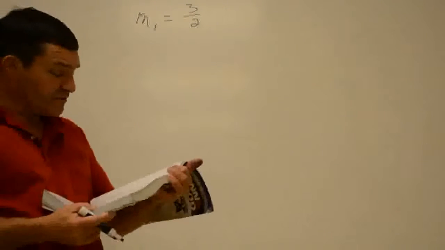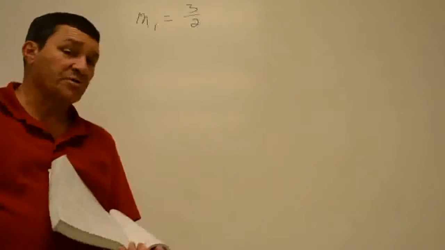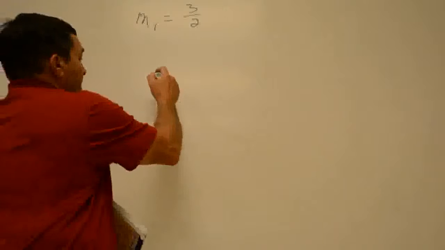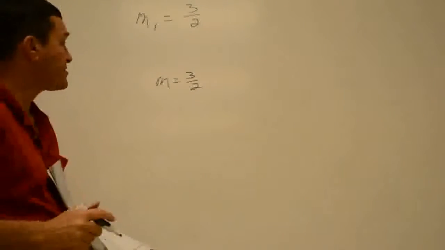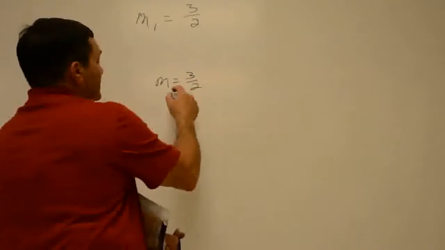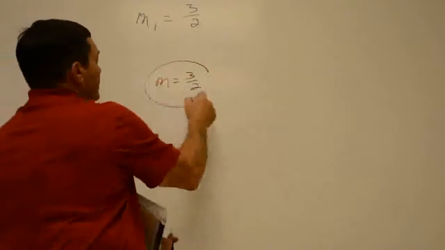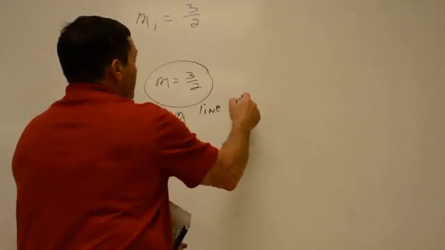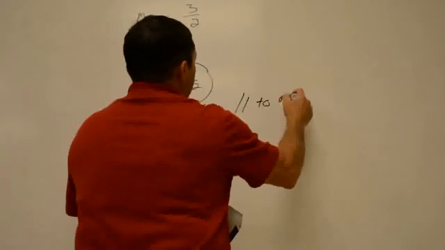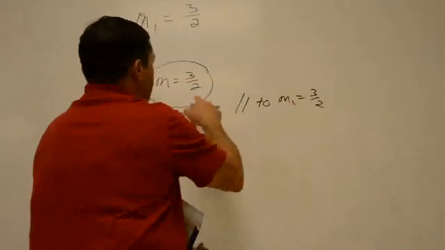So if the slope of line 1 is 3/2, what is the slope of any line that's parallel to that? It also has to be 3/2. Okay? So the slope of any line parallel to M1 equals 3/2. It has the slope of 3/2.